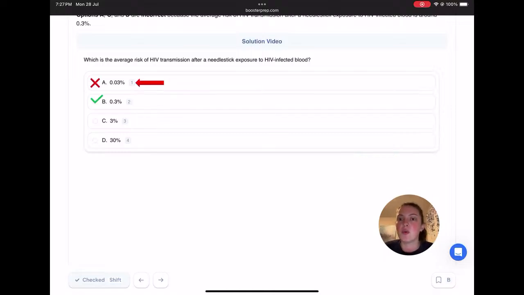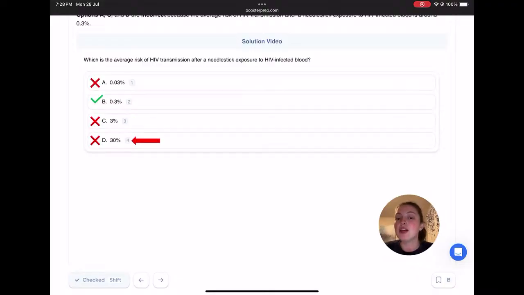Now let's quickly go through these other answer choices, but we know that they're wrong because the rate is 0.3%. So we know that 0.03% is incorrect because it's actually too low. The correct transmission rate, if we turn it into a fraction, would be 3 needle sticks out of every 1,000, and this percentage would be 3 out of every 10,000, which is not correct. This is too low. And 3% on the other side of things is much too high, and 30% is much, much too high.